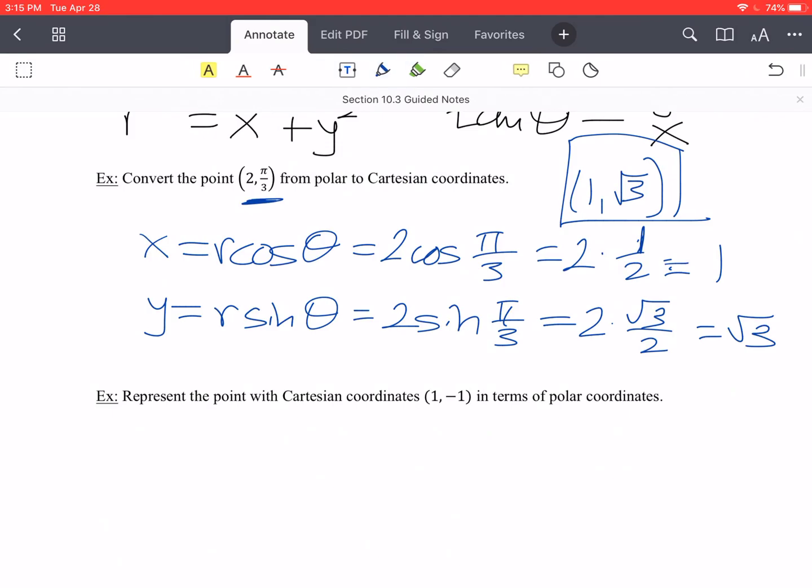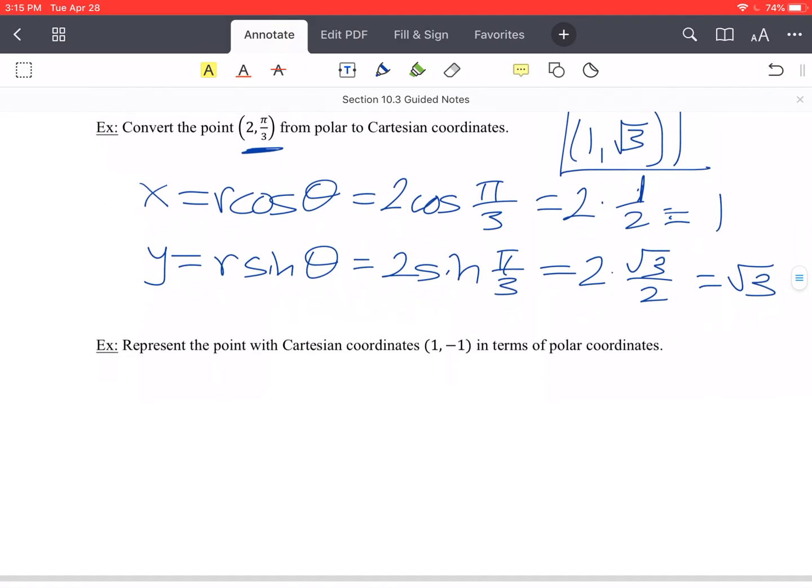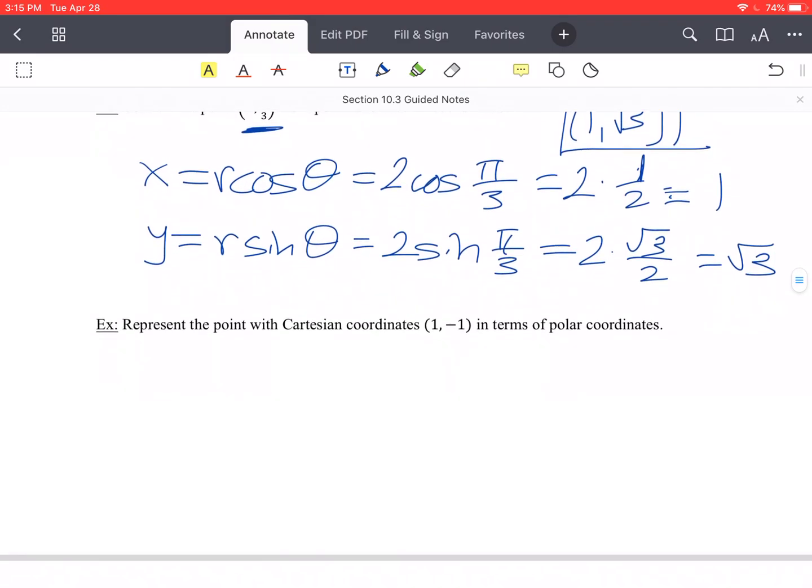Okay, let's look at this next one, now going the other direction. We are given the point (1, -1) in terms of Cartesian coordinates, and we want to express this in terms of polar coordinates. So let's use a conversion. Now, x equals r cosine theta and y equals r sine theta are not as useful on this one, because we're given the x and the y, and we're trying to find the r and the theta. So we can use those other formulas that we looked at.